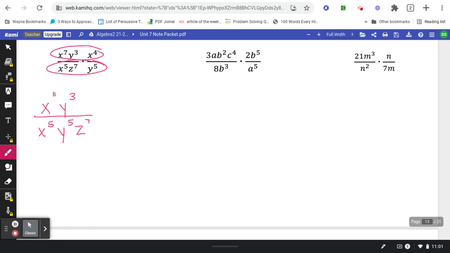I don't have any numbers here, so I don't have to reduce it. I just go straight into asking the question, where are there more x's, numerator or denominator? Numerator, how many more? 11 minus 5, 6. Where are there more y's? Denominator, how many more? 2. 5 minus 3 is 2.